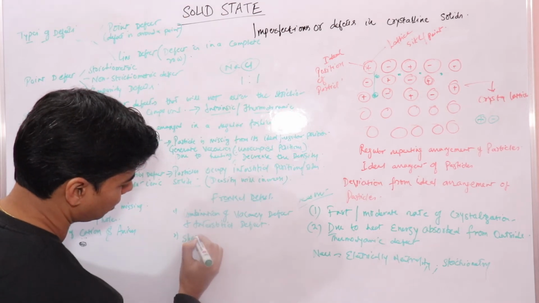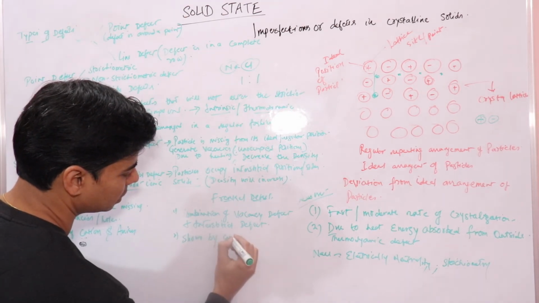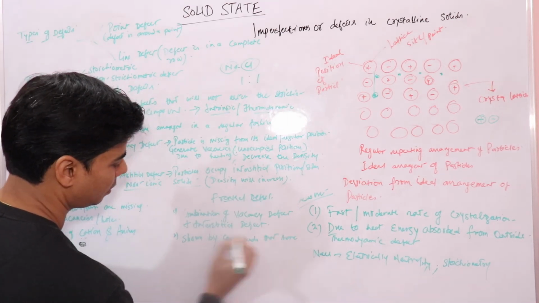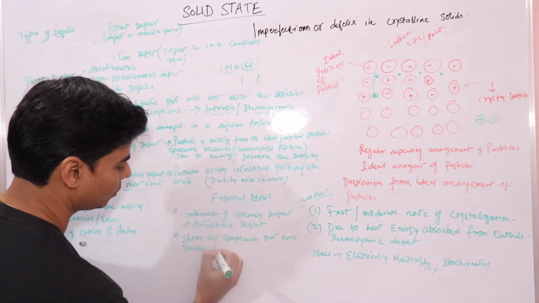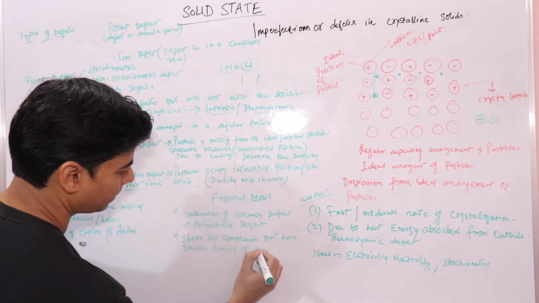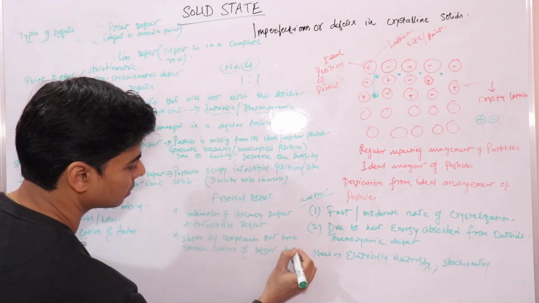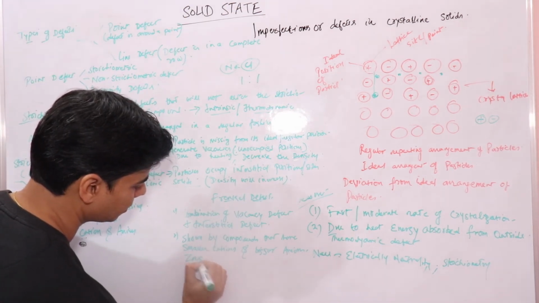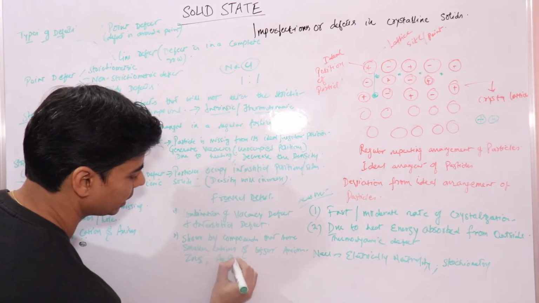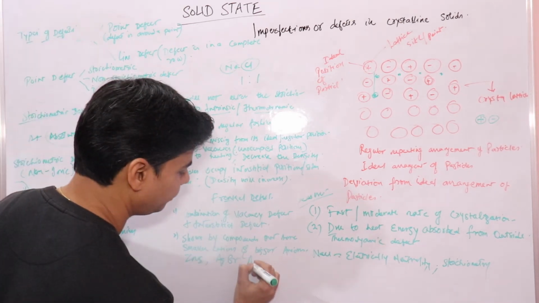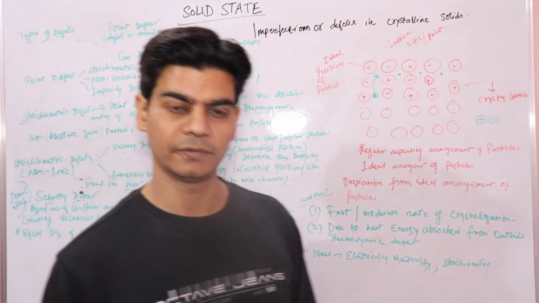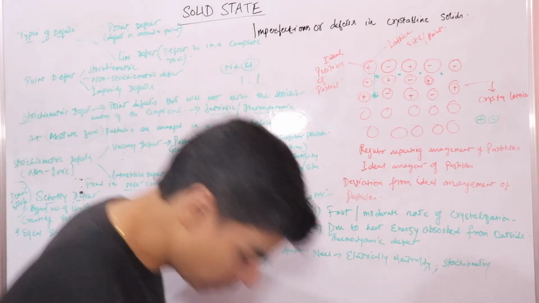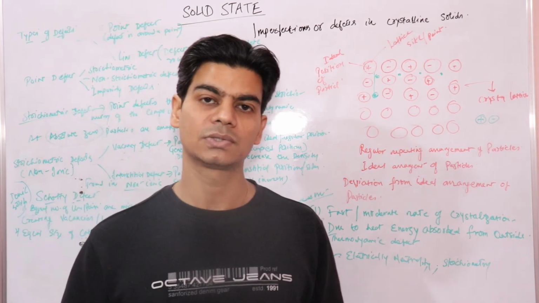Shown by compounds that have smaller cations and bigger anions, right? For example, zinc sulfide, and say silver bromide or silver chloride. Mainly silver halides will show you Frenkel defect because of the small size of the silver ion. Similarly, zinc sulfide will show you Frenkel defect. Why? Because of the small size of the zinc ion, right?